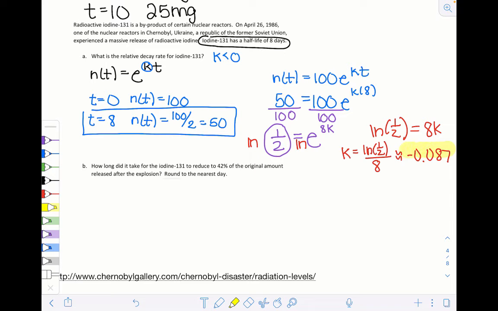And so what I found is that the decay rate is negative 0.087, and also confirming it's a negative, which is what I would want for a problem like this. So that's good. So that's the decay rate.